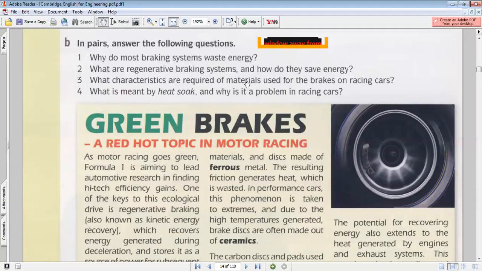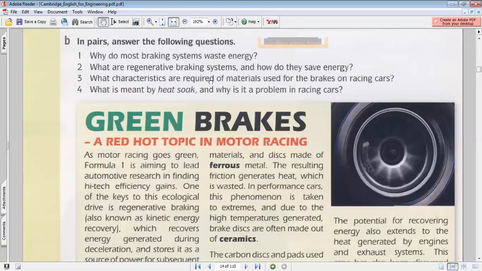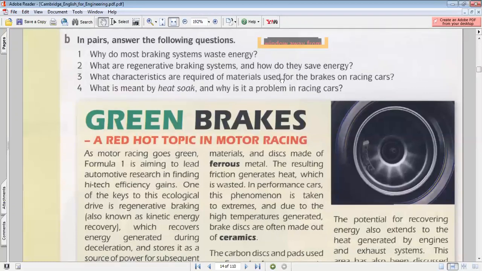The ability to generate high levels of friction and to resist the effects of friction and consequent heat. So we have to avoid the traditional ones. Those are the characteristics of the materials required in the brakes for racing cars. As you said, the ability to generate high levels of friction. The material should endure high levels of friction, which generates high heat. Endure means to tolerate.